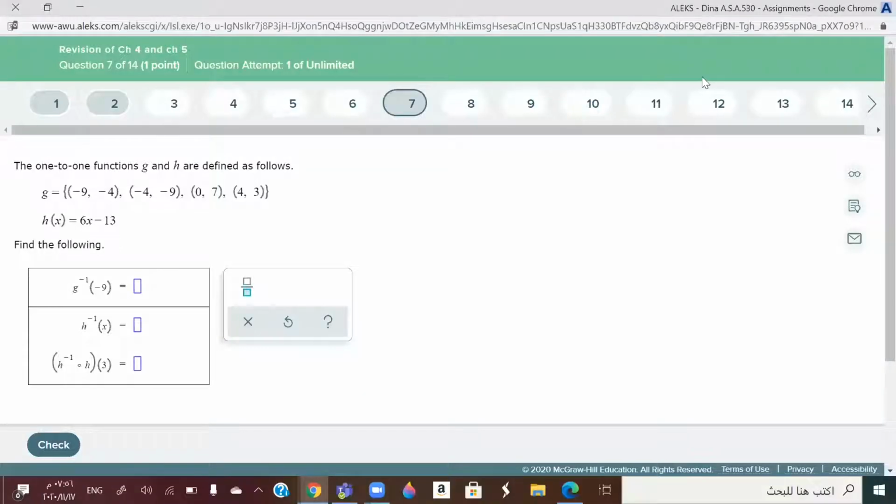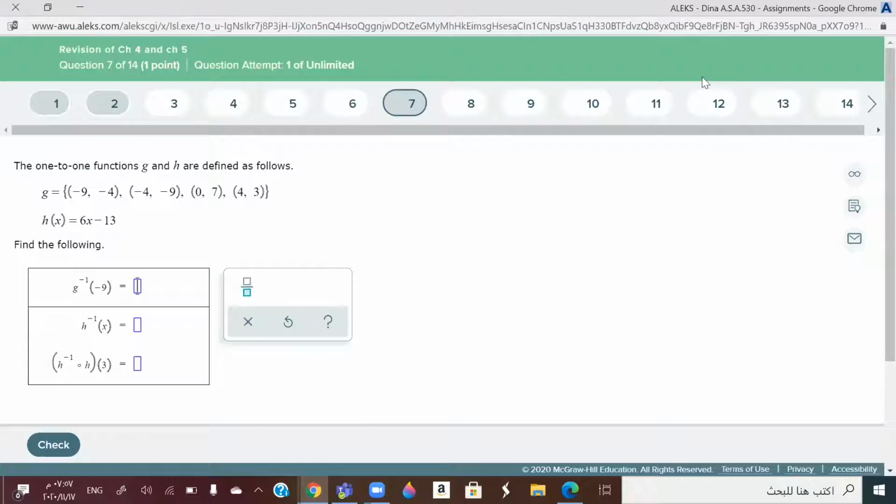Hello everyone. In this video, I will be using ALEKS again to demonstrate how we can get the inverse of a relation, how we can get the inverse of a function, and how we can use the composition of a function.